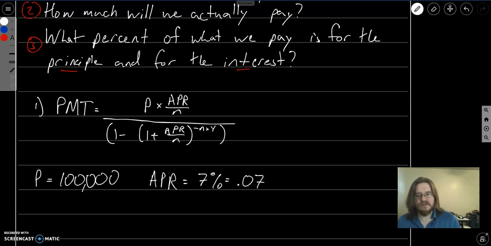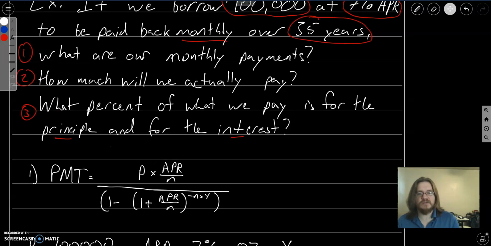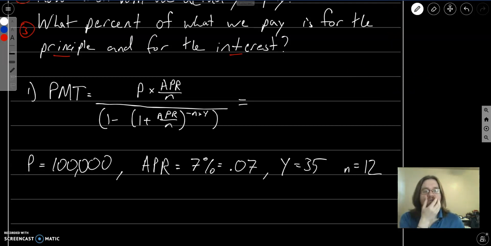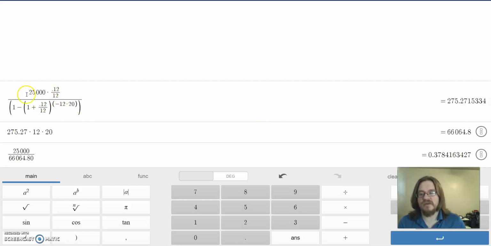And Y, the number of years that we're going to be paying this back. We're paying this back over 35 years. And finally, N is how many times a year we're going to make payments, which, if they're monthly payments, we'll be making 12 payments a year. So we just have to plug all these numbers into our equation, and we're good to go. Luckily, I have my previous question in here, so I can just come in and change some of these numbers to figure out exactly what our answer is going to be.